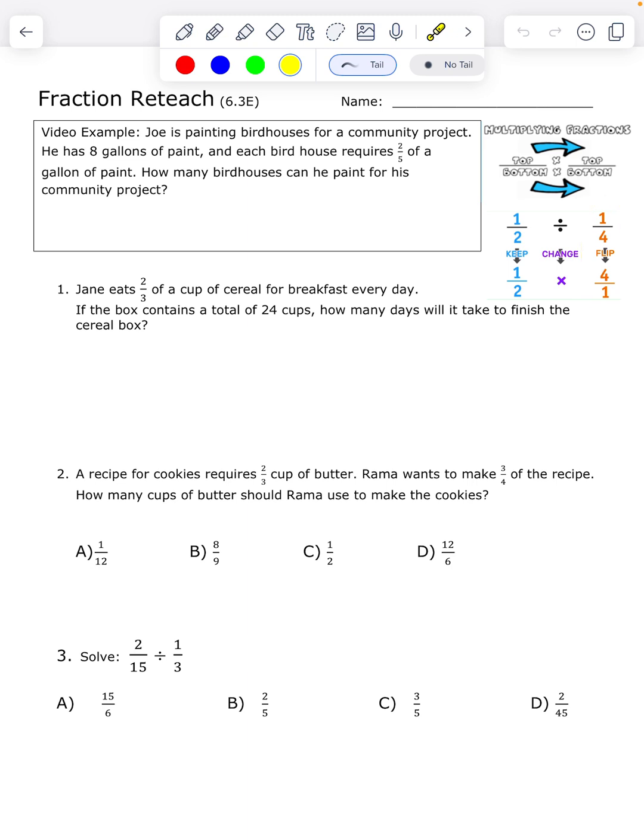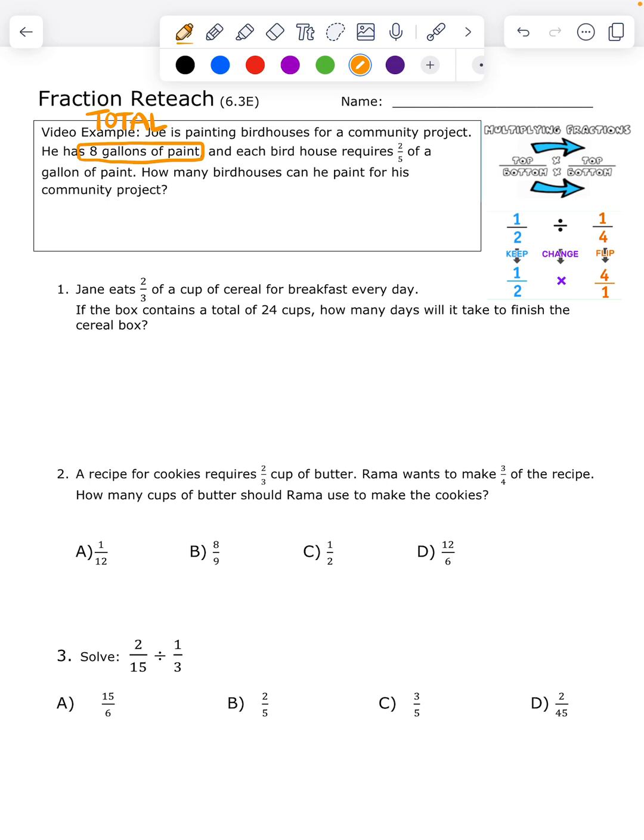So we're going to break down this example problem from our DCP. So it says Joe is painting birdhouses for a community project. He has 8 gallons of paint. So that's how much he has. He doesn't have any more. He doesn't have any less. He has 8 gallons of paint. And because he has 8 gallons, that is going to represent his total. That's all he has. It's his total.